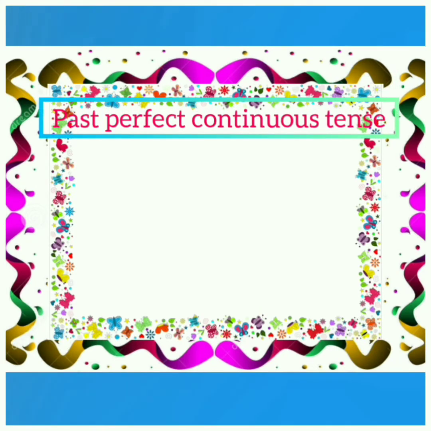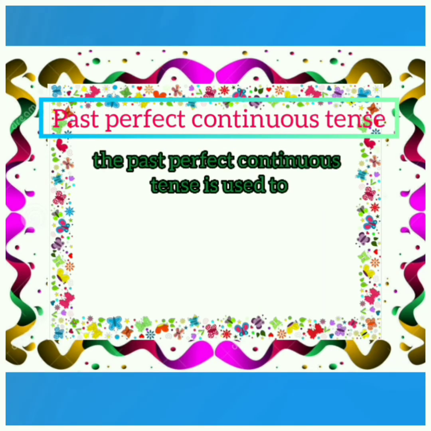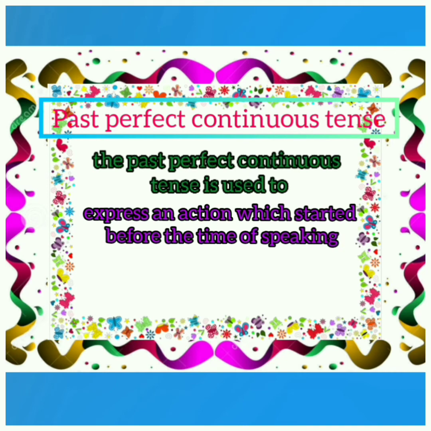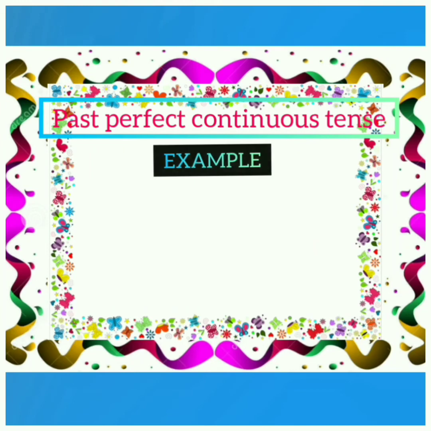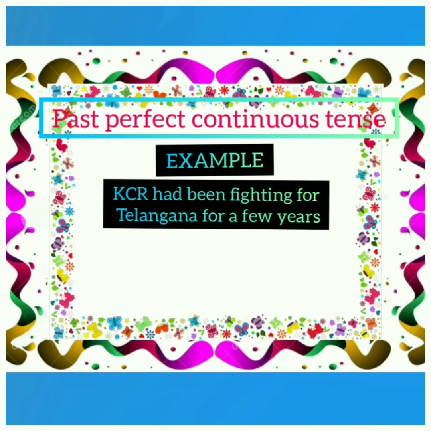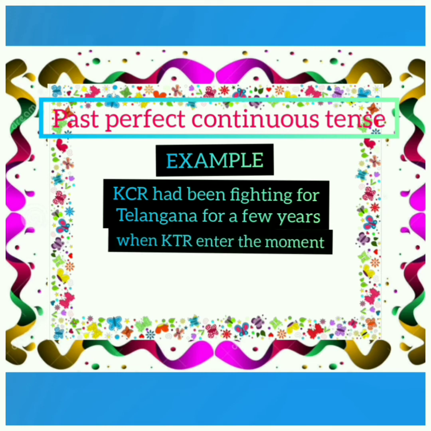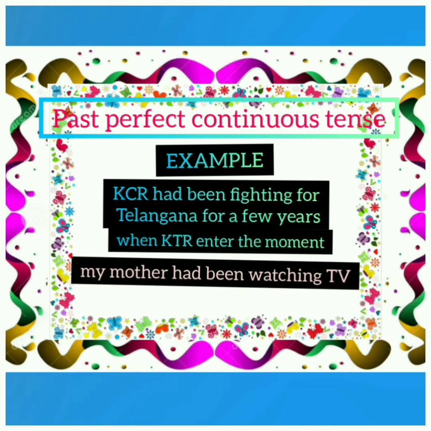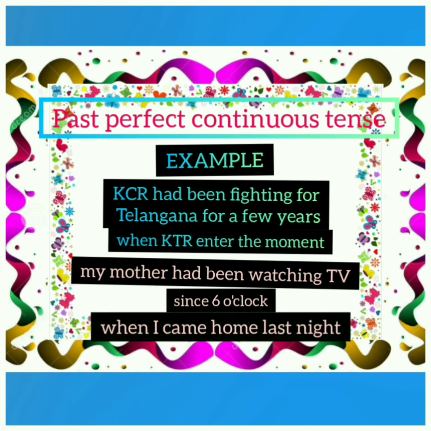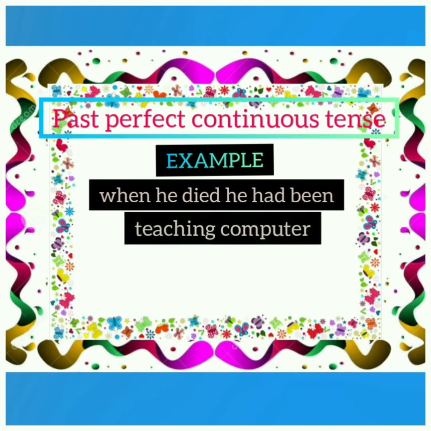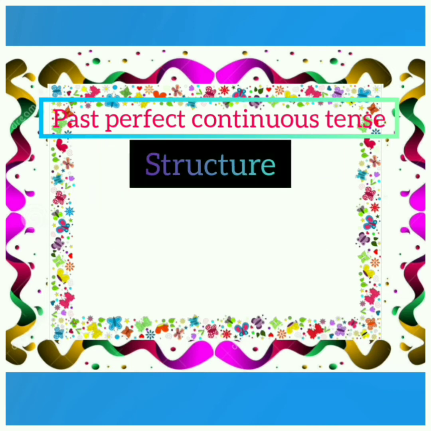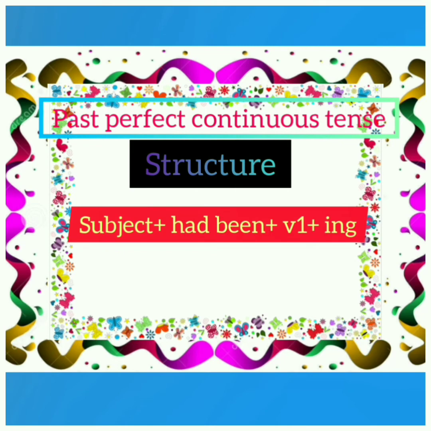Past perfect continuous tense. The past perfect continuous tense is used to express an action which started before the time of speaking in the past and continued up to that time or stopped just before it. For example, KCR had been fighting for Telangana for a few years when KTR entered the movement. My mother had been watching TV since 6 o'clock when I came home last night. When he died, he had been teaching computer. Structure of past perfect continuous tense: subject plus had been plus V1 ing.